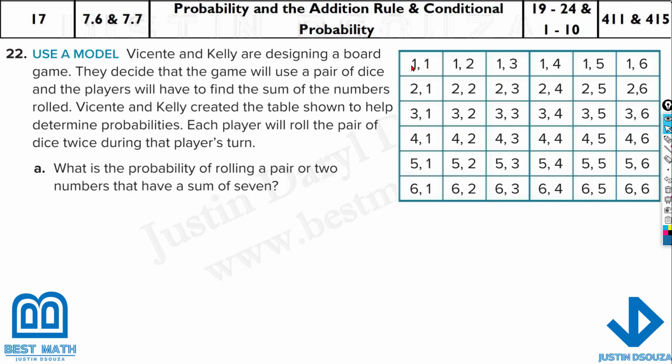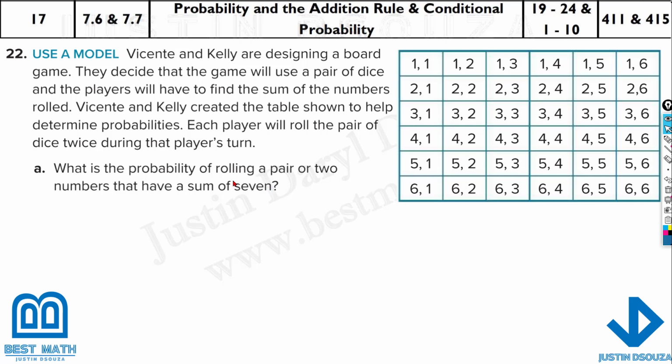Basically, over here there are two dice. A die will have six numbers, right? 1 to 6. So when you throw two dice, you can get either 1, 1, 1, 2, 1, 3, and all these possibilities. There are a total of 36 possibilities. Each player will roll the pair of dice twice during the player's turn.